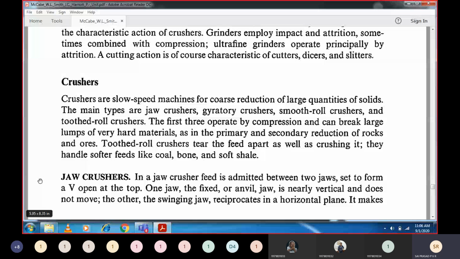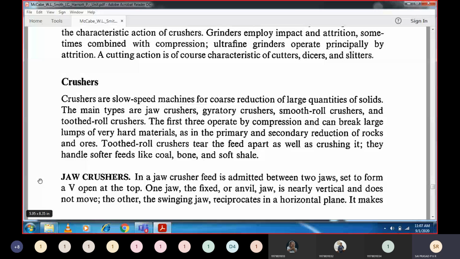A V open at the top. One jaw, the fixed or the anvil jaw, is nearly vertical and does not move. That is called the stationary jaw, so the stationary jaw is also called the anvil. The swinging jaw reciprocates in a horizontal plane. Please remember, the swinging jaw is moving only in a horizontal plane, so it is moving left-hand side, right-hand side, left-hand side, right-hand side.